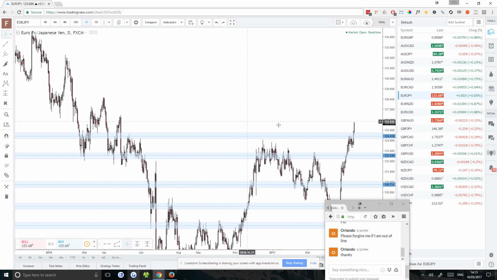Let's throw up a support resistance area here on EuroJPY because it's pushing into new areas.